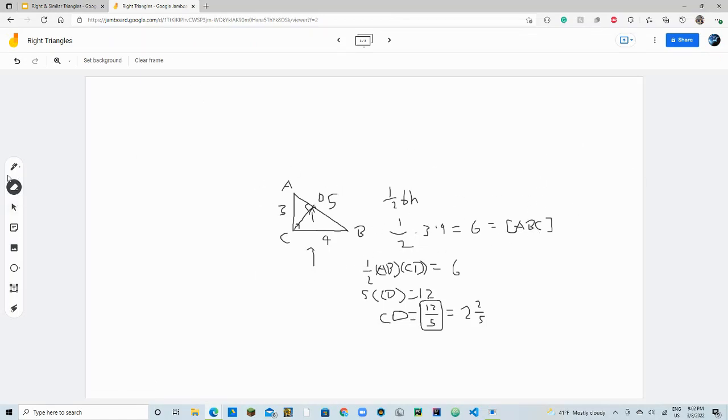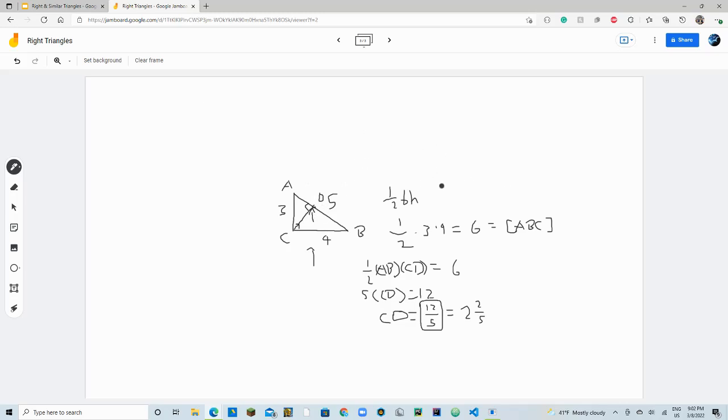We have our triangle ABC right here, and it's a right triangle. We want to find the length of this altitude to AB from C, CD. Let's say the altitude from C to AB hits it at some point D, and it's going to form a right angle. We want to find the length of that.